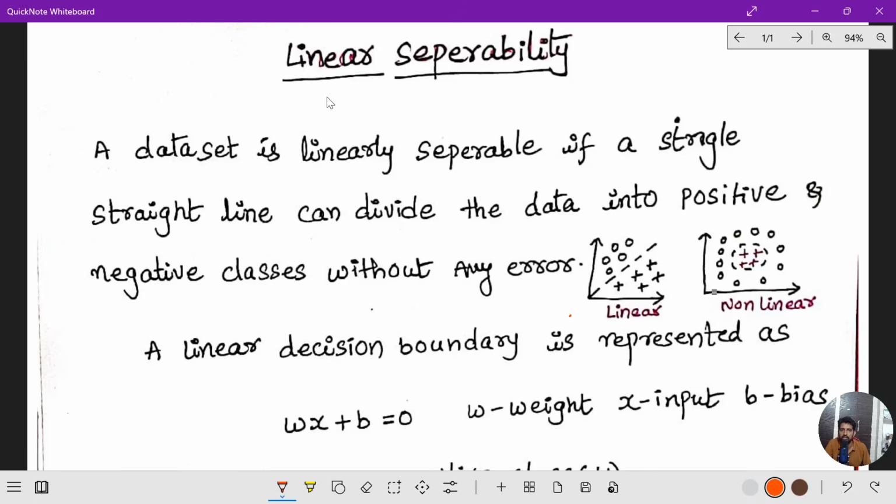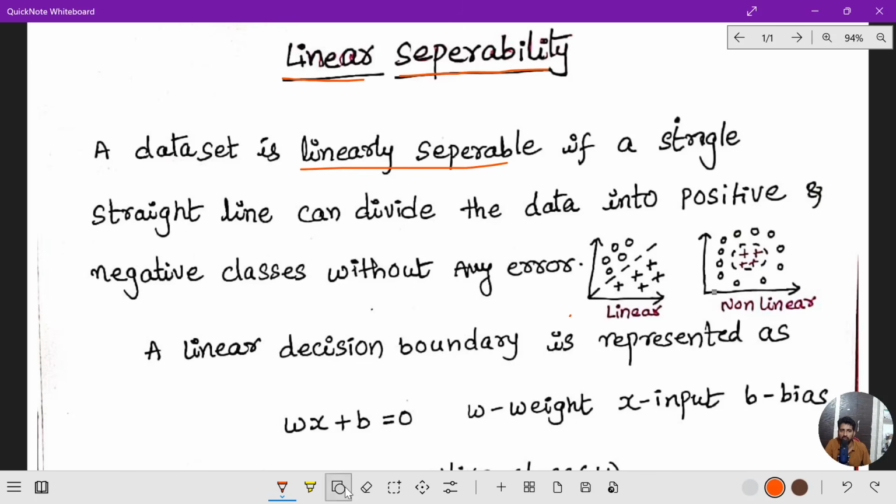In this video, I will explain linear separability, one of the most important topics in machine learning. A data set is linearly separable if a single straight line can divide the data into positive and negative classes without any error.